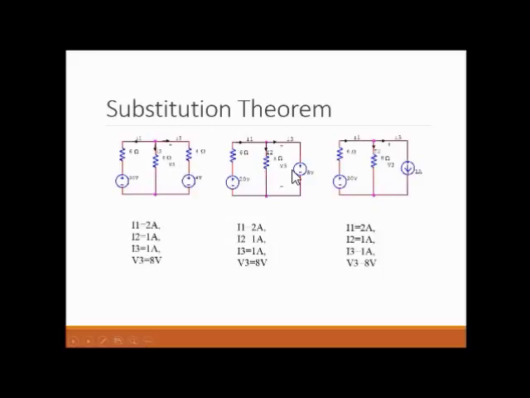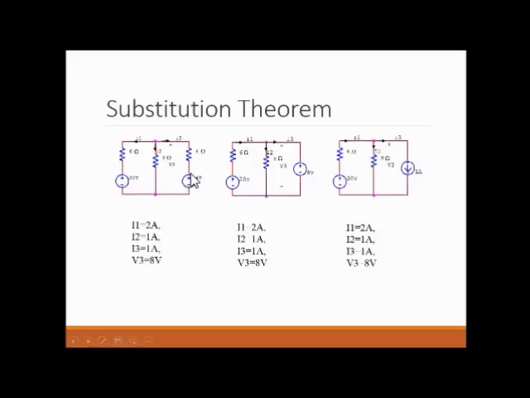Can I? Yes, I can, because in this case, if you want to calculate each of the elements of this network, you will find I1 equals 2 ampere, I2 equals 1 ampere and I3 equals 1 ampere, and V3, that is a voltage, equals 8 volt. Now I want to replace this third branch directly with the 8 volt voltage source.